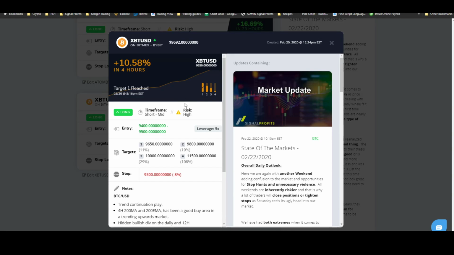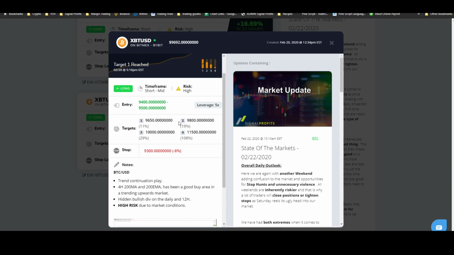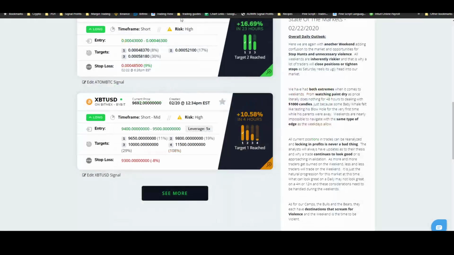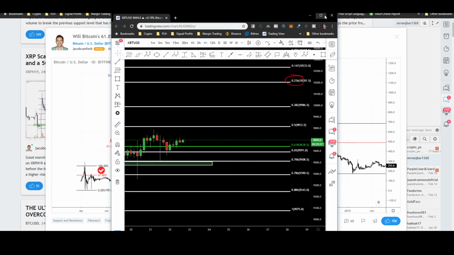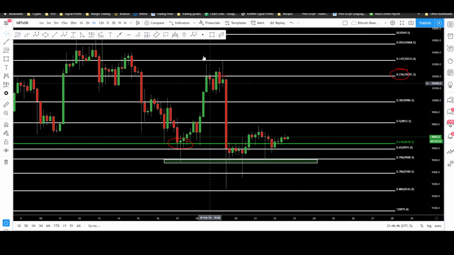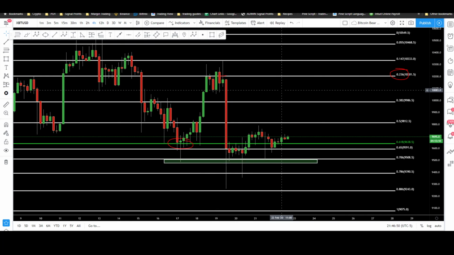So our entry level was 9,400 and 9,500. Our first take profit is 9,650. Second is 9,800. Then 10,000, 11,500. Those are all based on Fibonacci levels specifically as our levels to look at. We want to get out at 10,000, especially because of this resistance right here.